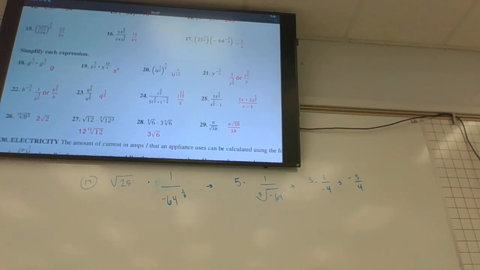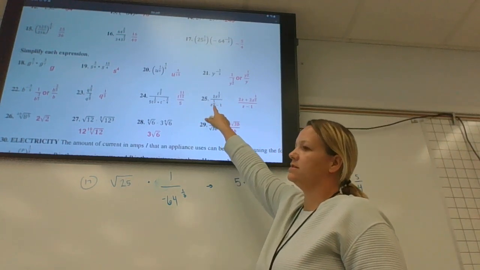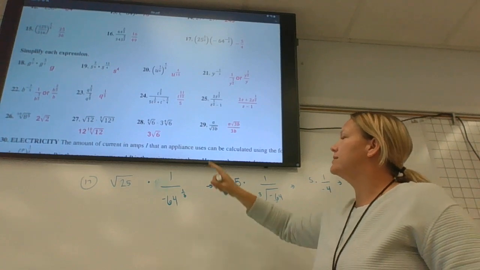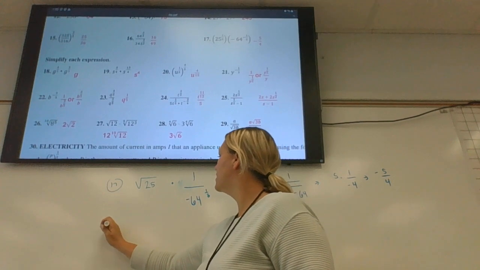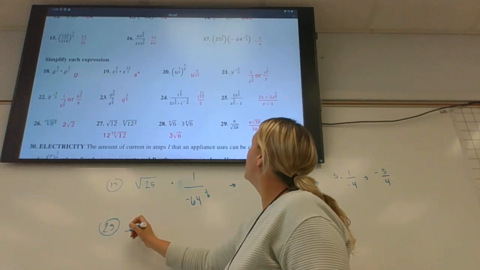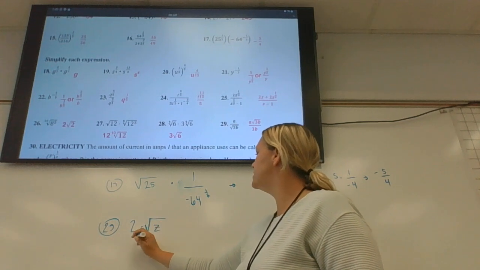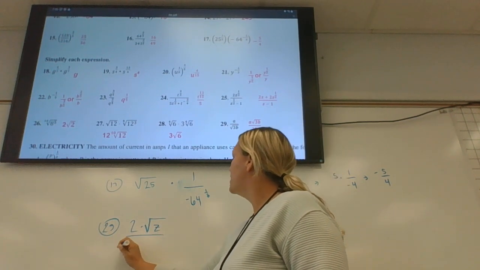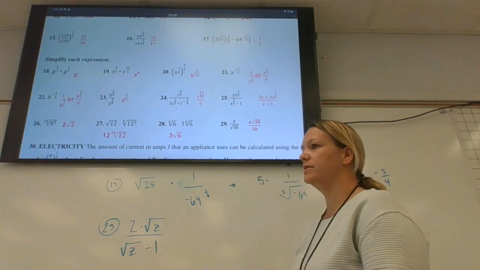So now I'll do 25. 25 is just a conjugate problem shown with the rational exponent. So we don't want to leave this rational exponent in the denominator, just like we don't leave radicals in the denominator. So looking at it in radical form is helpful. This is 2 times the square root of z all over the square root of z minus 1.